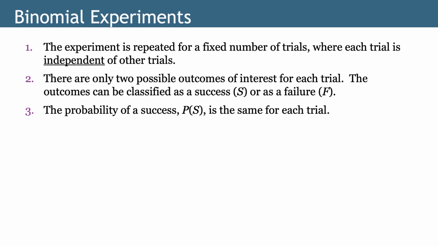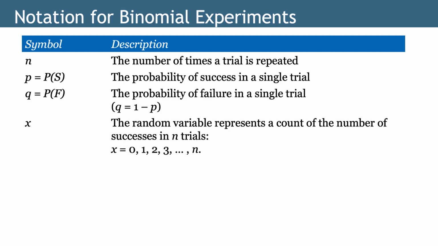And we denote the probability of success as P of S, and the probability of failure, P of F. Now our special notation: N is the number of trials in the experiment. Lowercase p is the probability of success in a single trial. Lowercase q is the probability of a failure, and these are opposites, right?